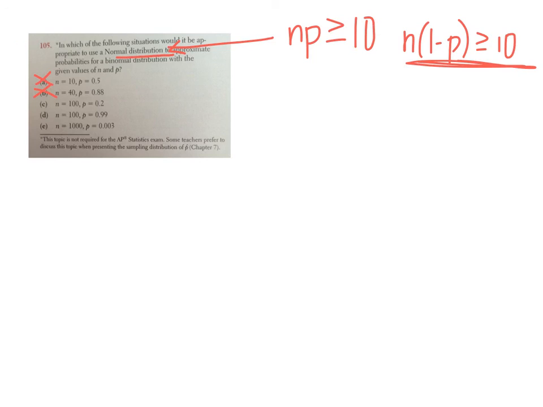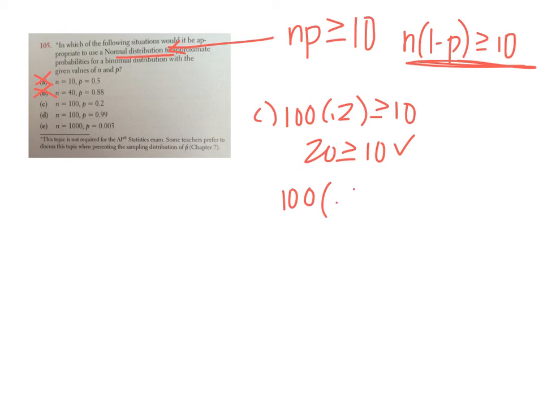If I check part C, 100 times 0.2 is 20, and 20 is greater than or equal to 10. So then I'll do the other one, which would be hopefully obviously correct. 100 times 0.8 is going to be 80, and that also is greater than 10. So the answer to this one was C. C is the right conditions for being able to use a normal distribution.